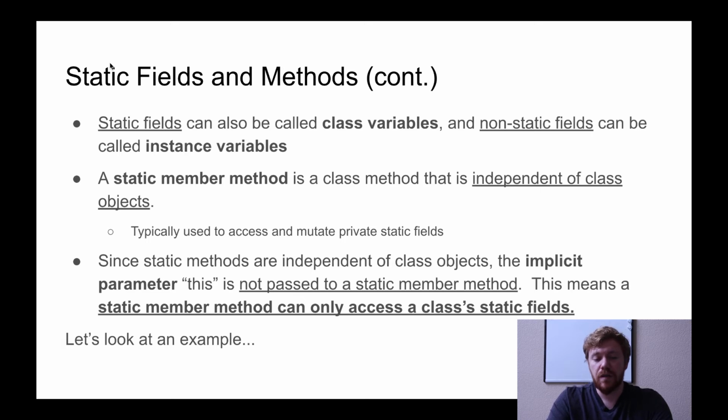Static fields can also be called class variables, and non-static fields can be called instance variables. So class variables means that it's a variable tied to a class in terms of just the class name itself. Whereas a non-static field is called an instance variable, which means its memory is tied to each specific object. That's why different objects of the same type, their non-static variables, while they may have the same name, can have different values.